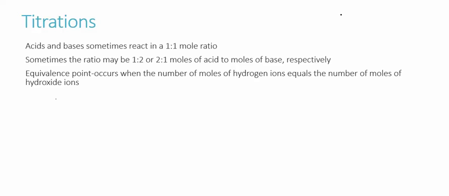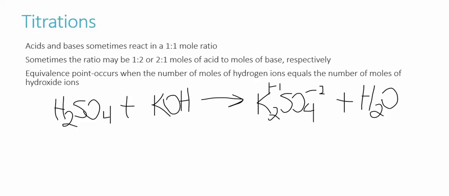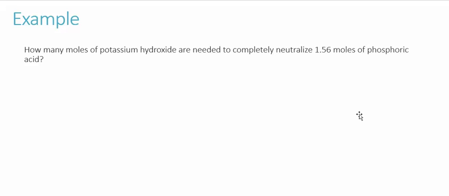For example, if I have the acid H2SO4 reacting with KOH, I will get a salt, which is K2SO4, based on the charges, and water. If I go back and balance this, it's 1 mole of acid for every 2 moles of base, KOH. The equivalence point occurs when I have equal number of moles of hydrogen to hydroxide. So let's look at a couple examples to get to the equivalence point.